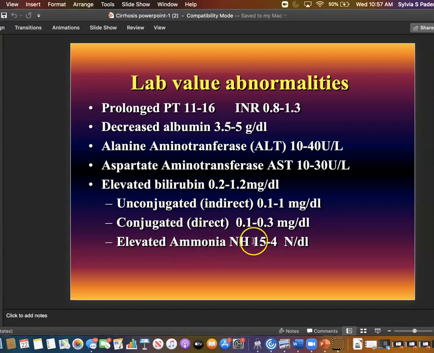and then ammonia. Ammonia is what causes most patients to have altered mental status, and so we do give lactulose to get rid of the ammonia. And note that I have stayed on this slide for a little bit longer, and so that's a clue for you to get familiar with this.